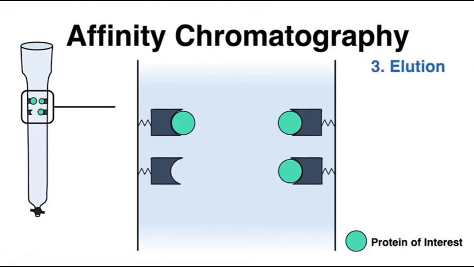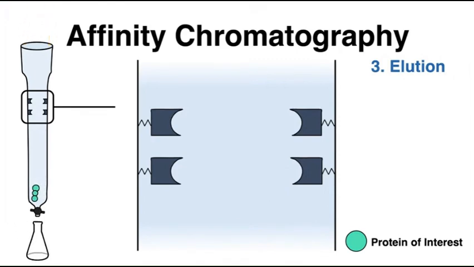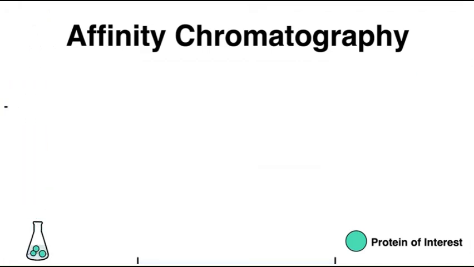The elution buffer is now used for the detachment of the protein of interest. Finally, the target protein has been successfully separated from the other biomolecules and can be collected.